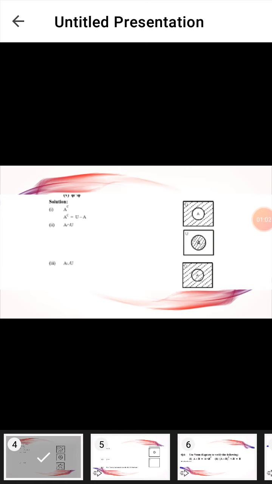Third part is A union U. In this case, all the points of the universal set and all the points of A are included. Now the next part, A union phi. In this case, no new part is included, because the points of A are included, but no points of the empty set are included.